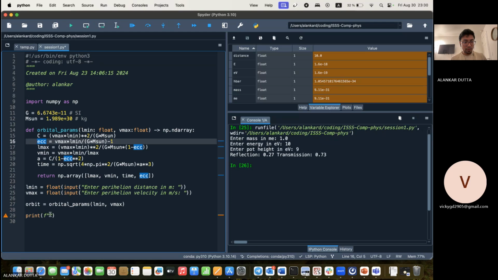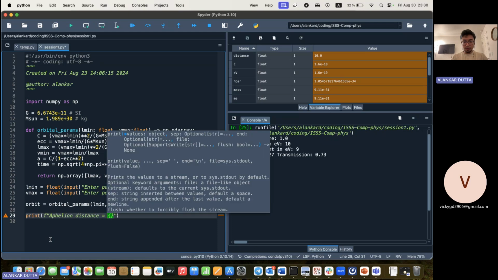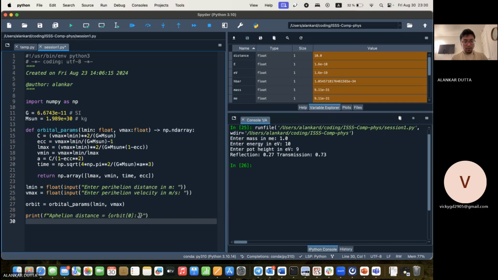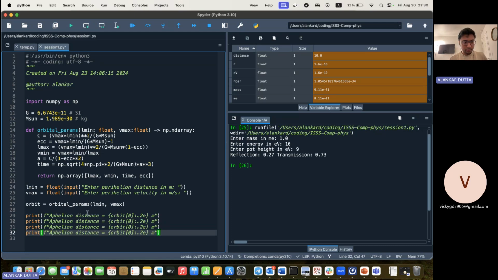So aphelion distance equals to, with 0 colon point 2E. This will be in meters, right? So there are 4 quantities. So we'll have 4 print statements and just change the thing.